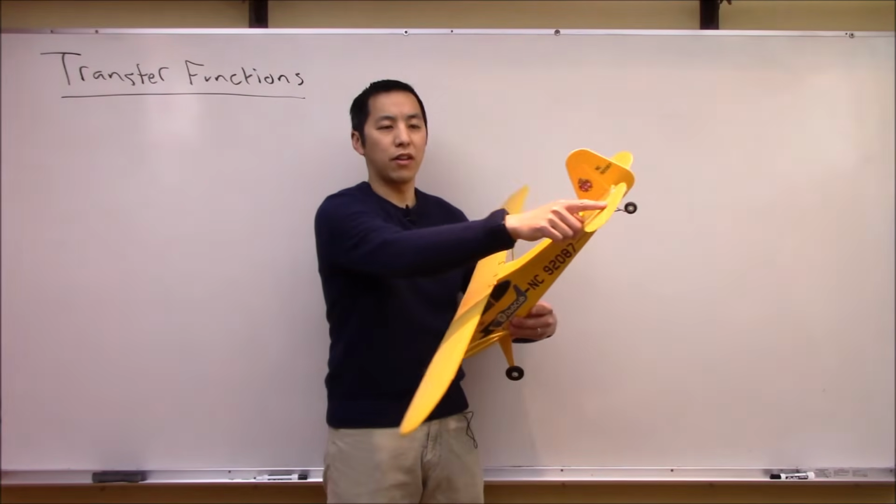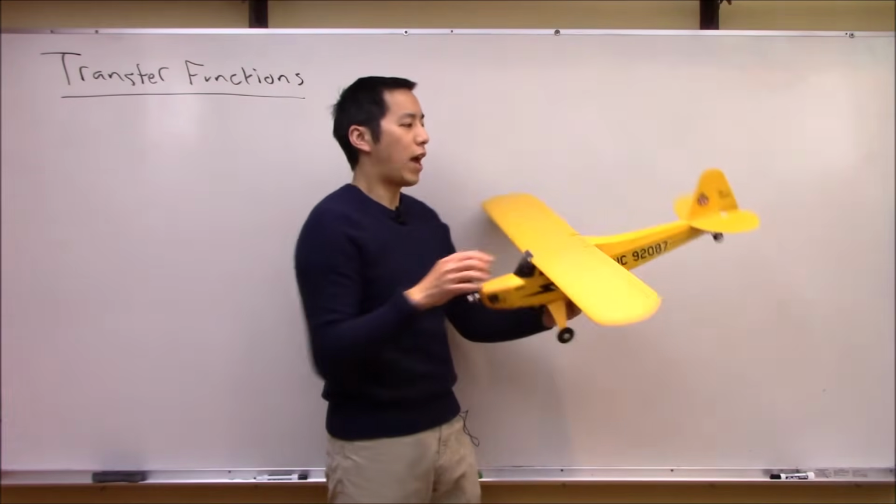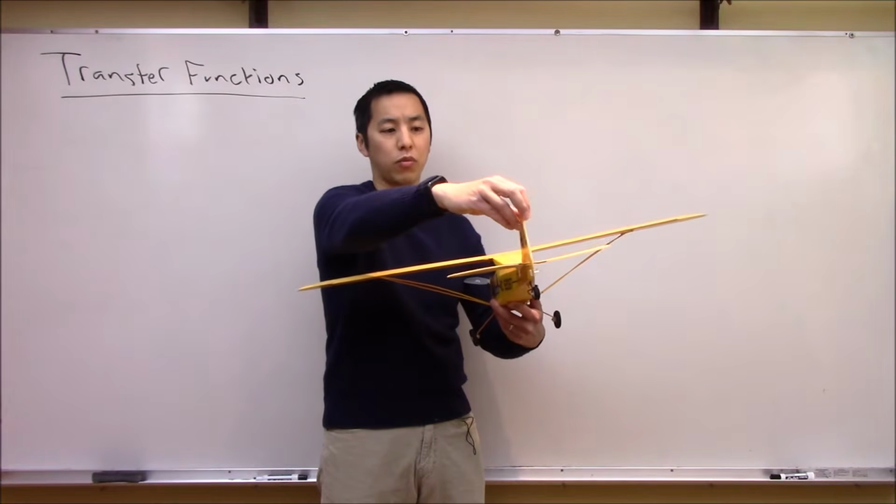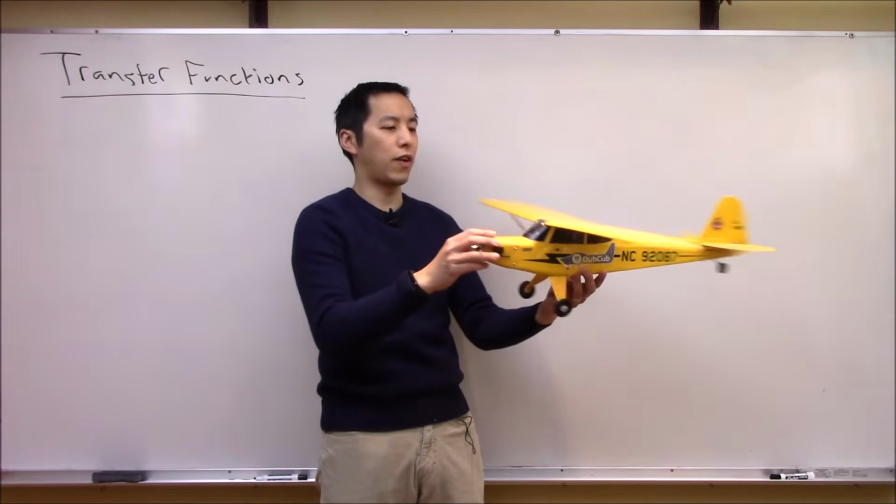You've got things like the elevator right here in the back. That typically affects the pitch. And then you've got other inputs like, say, the rudder, which can also deflect. That rudder usually affects the yaw.